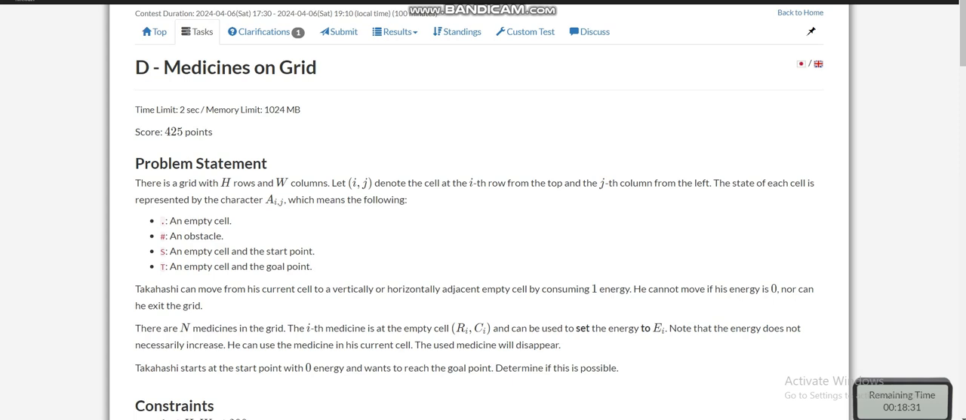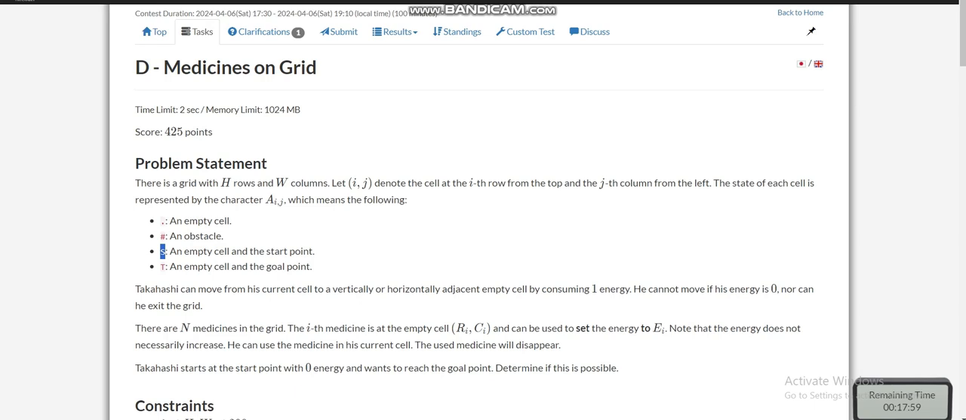We are given a grid with H rows and W columns, where each cell of the grid contains one of the following. It could be an empty cell, represented by a dot. If it is an obstacle, it is represented by a hash. If it is the start point, it is marked as S. Otherwise, if it is the target, it is marked as T. So in the grid, there will be one starting point and one target.